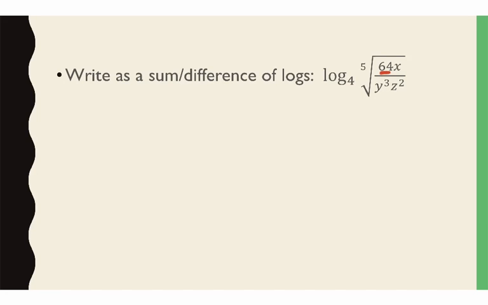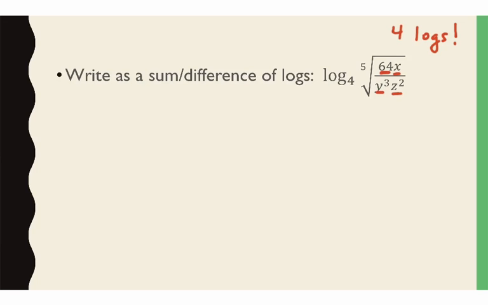So let's think about this. I see a 64 and an x, and a lot of times people would say, oh, that's just 1 log. It actually is 2 because 64 and x are multiplied. So each one of those will be its own log. The y to the third and the z to the second, they will each be their own log. So I now know there are going to be 4 logs in my answer. So that's kind of a good place to start.